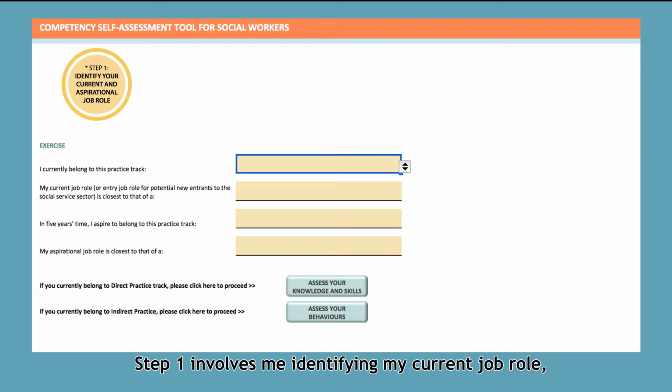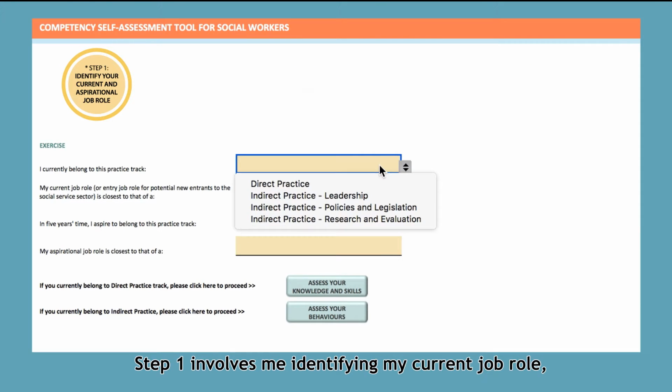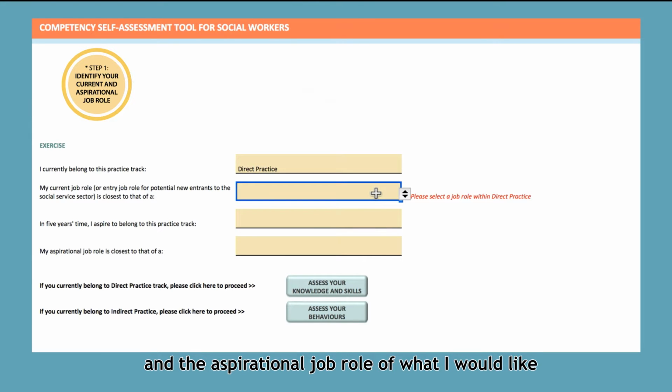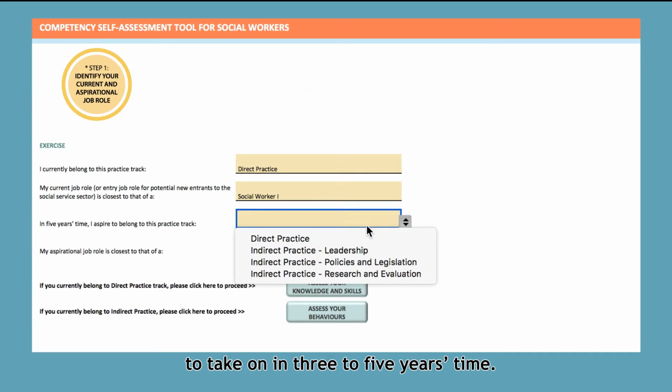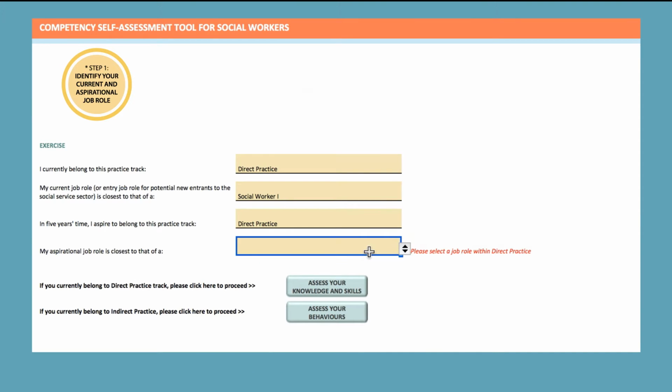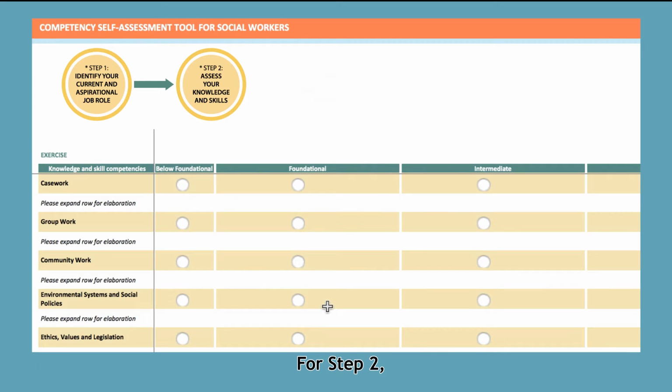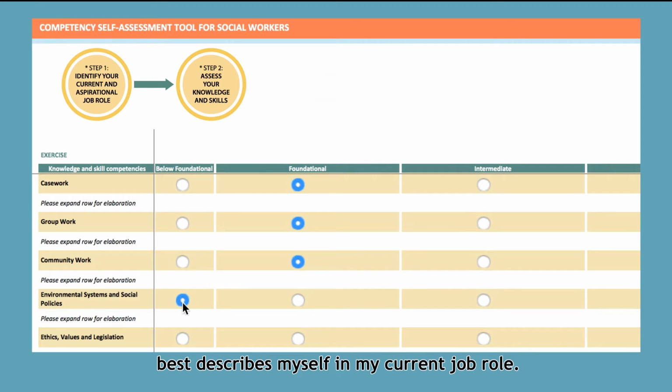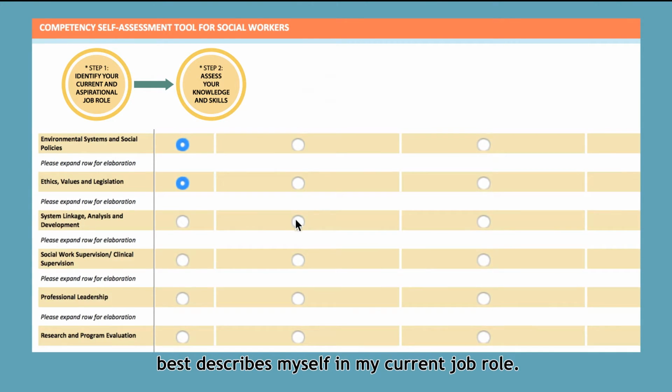Step 1 involves me identifying my current job role and the aspirational job role of what I would like to take on in 3 to 5 years' time. For step 2, I will select my proficiency level of each knowledge and skills based on what best describes myself in my current job role.